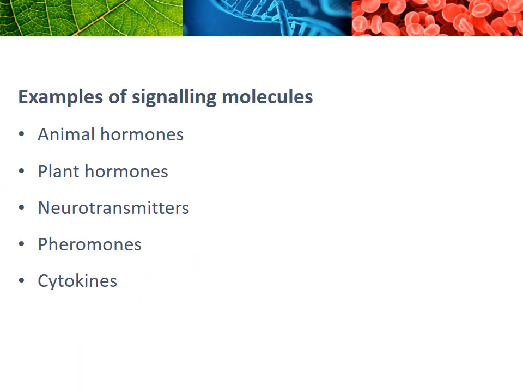So VCAA specify that you need to know 5 types of signaling molecules. Okay, so these are actual molecules that act upon other cells. So we're going to go through each of these now. So we have animal hormones, plant hormones, neurotransmitters, pheromones, and cytokines. Okay, so some of these you may have heard of, some you might know a fair bit about, you might not know anything about some of them. So we'll go through them all now.